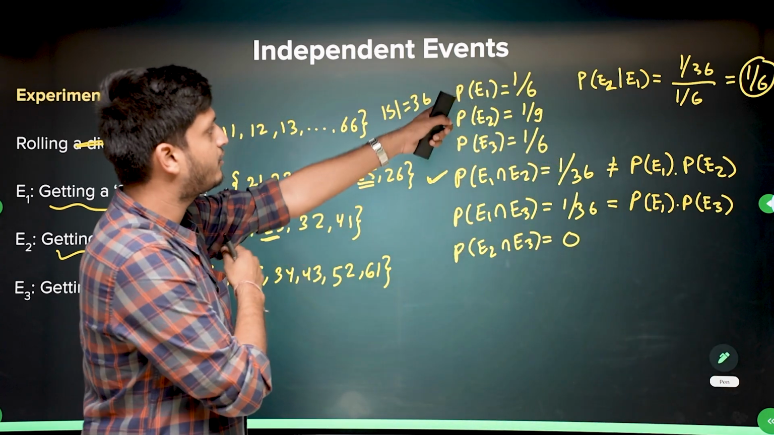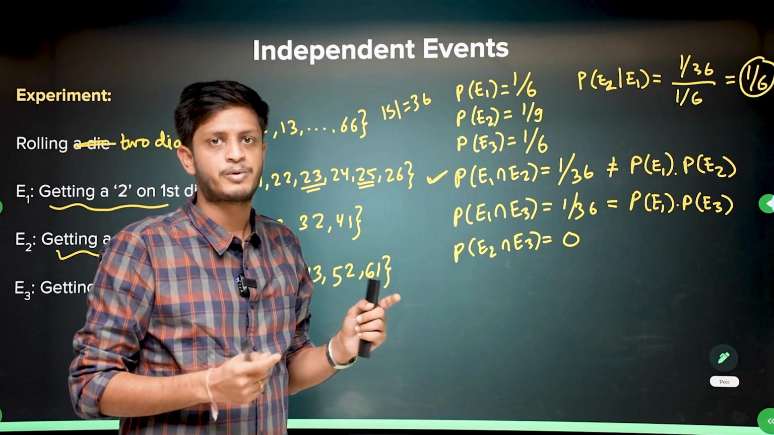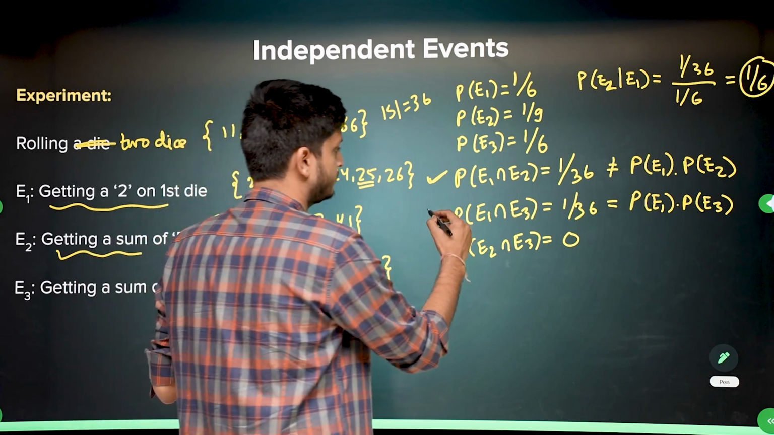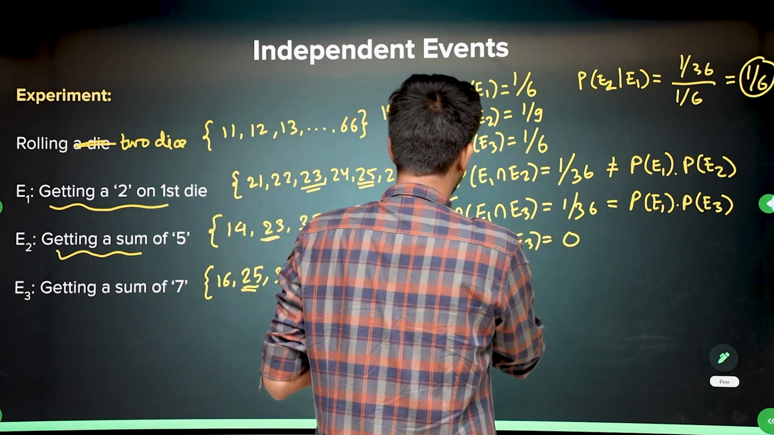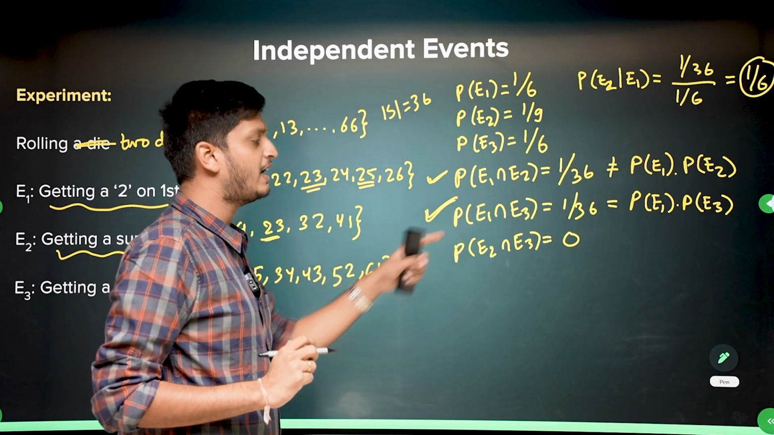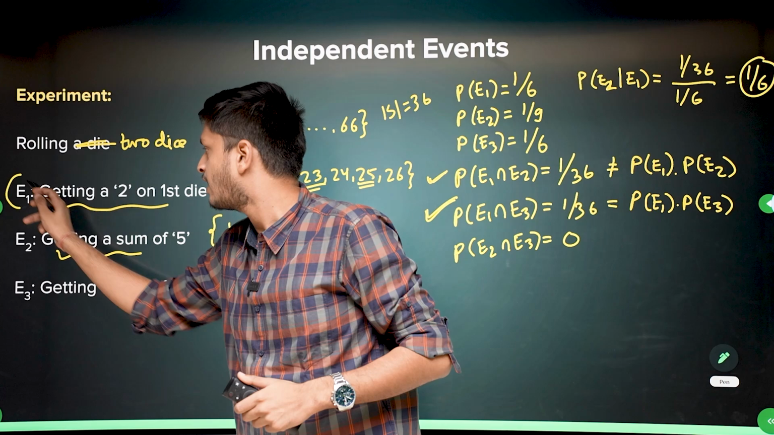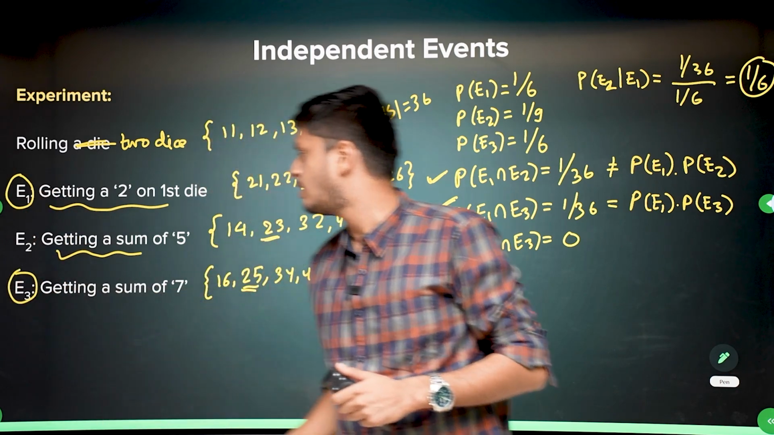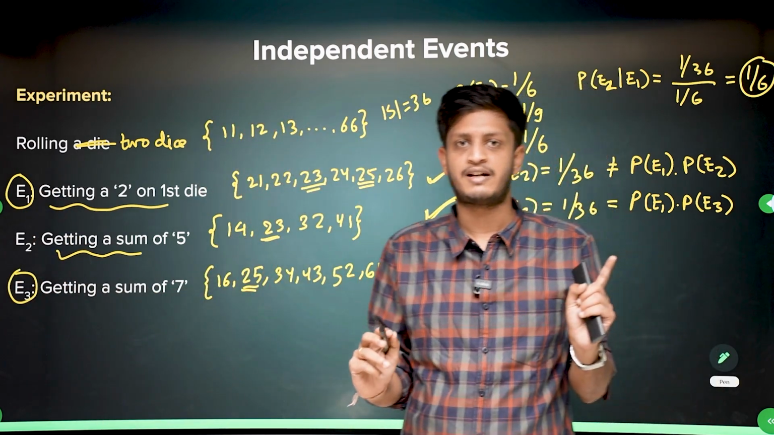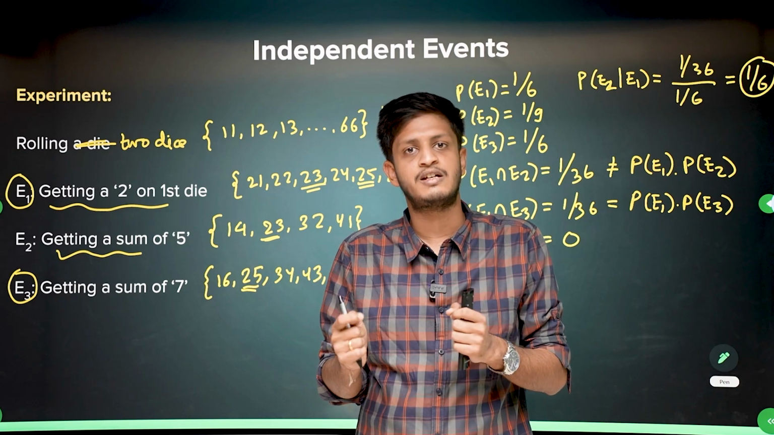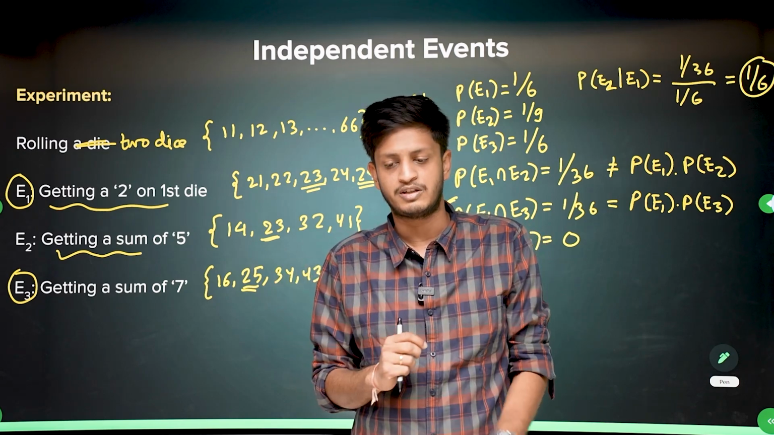What is the probability of E1 and the probability of E3? It is 1 by 6, 1 by 6. So the product is 1 by 36. It is correct. They are independent. Events E1 and E3 are independent. How? The formula gives us that, because the probability of E1 intersection E3 is the probability of E1 times the probability of E3.